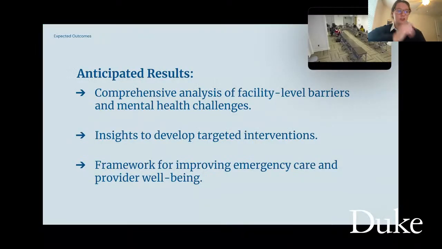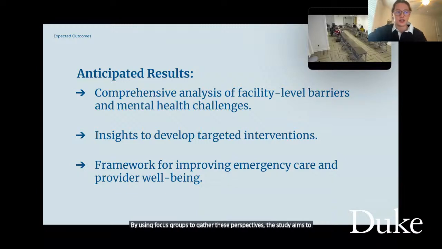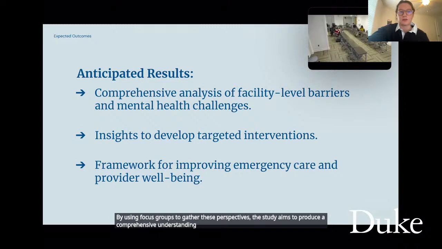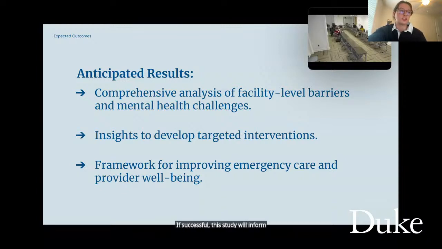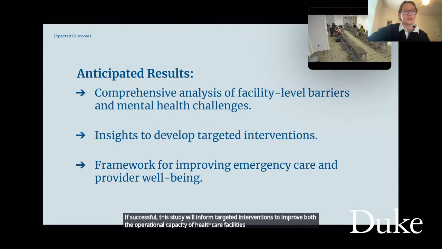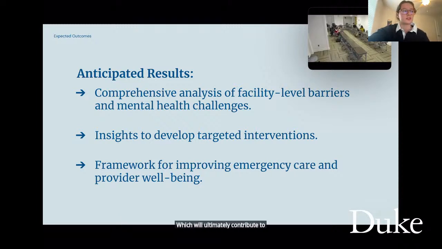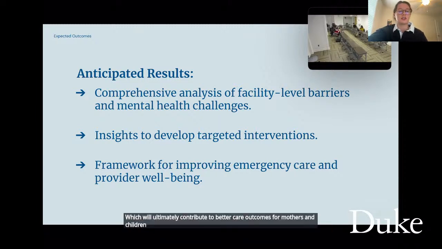By using focus groups to gather these perspectives, the study aims to produce a comprehensive understanding of the obstacles impacting maternal child health emergency care. If successful, this study will inform targeted interventions to improve both the operational capacity of healthcare facilities, as well as the psychological support available to both providers and families, which will ultimately contribute to better care outcomes for mothers and children and foster a more resilient healthcare workforce.